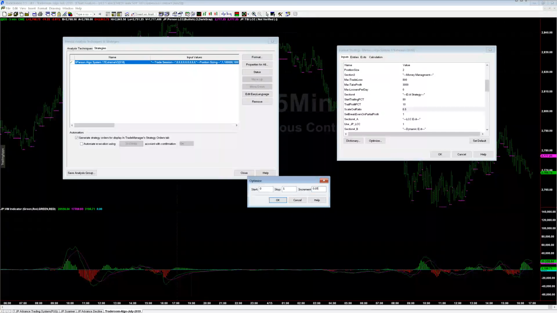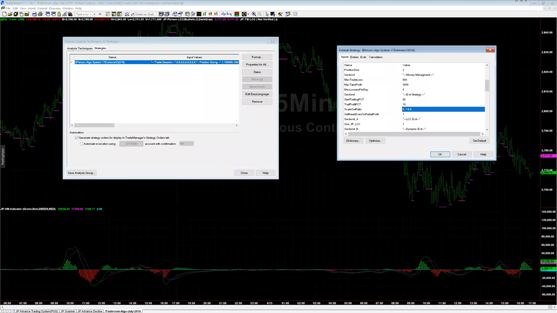And 0.5, not 0.05, 0.5, you're optimizing. Should I scale out? Should I trail out? Or should I hard stop or get out on hard limits at the intended profit target? And that's your optimization function on your scale out ratio.